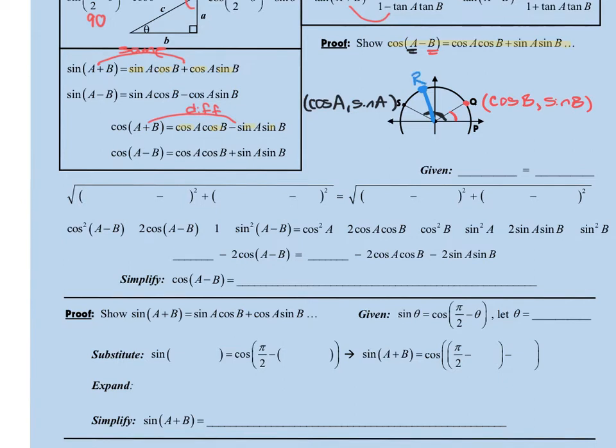Now, if this is point R, I could express this as the cosine of R, sine of R. But I understand that I got this new angle R, this new rotation of R, by taking angle A minus angle B. So I'm going to write this as the cosine of A minus B and the sine of A minus B. Okay, that's going to be my expression for point R.